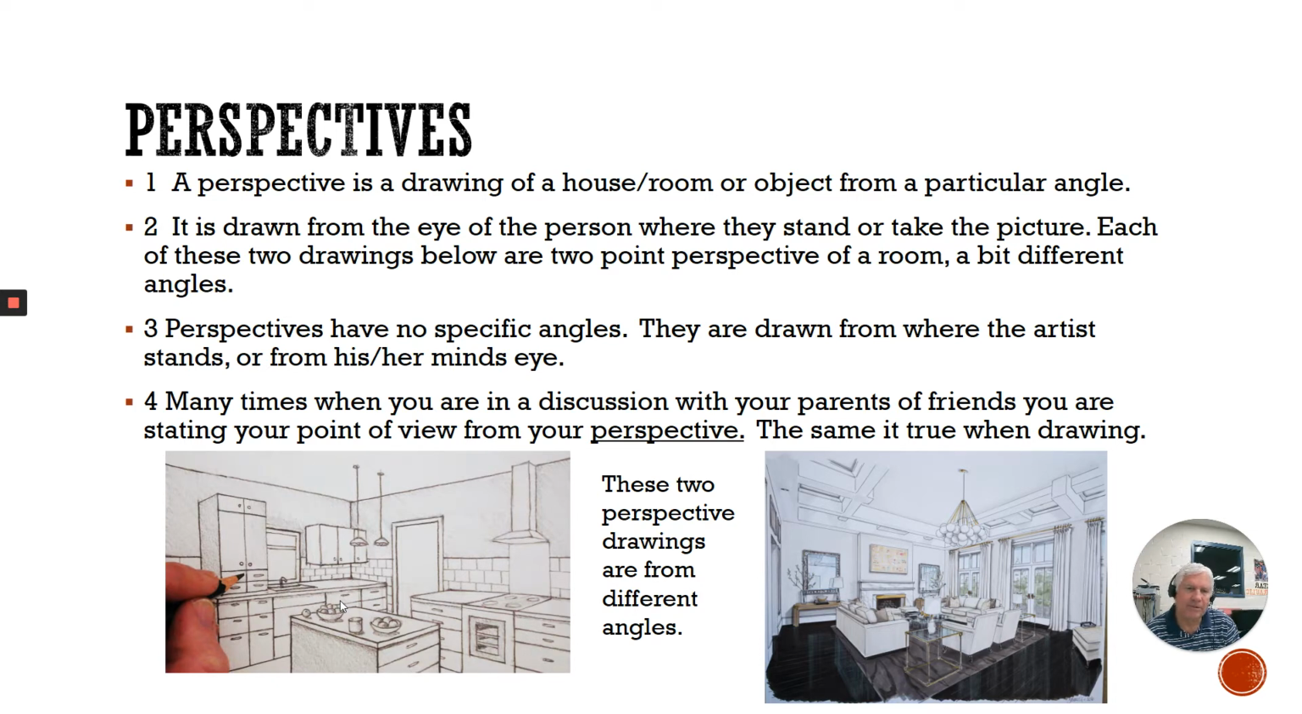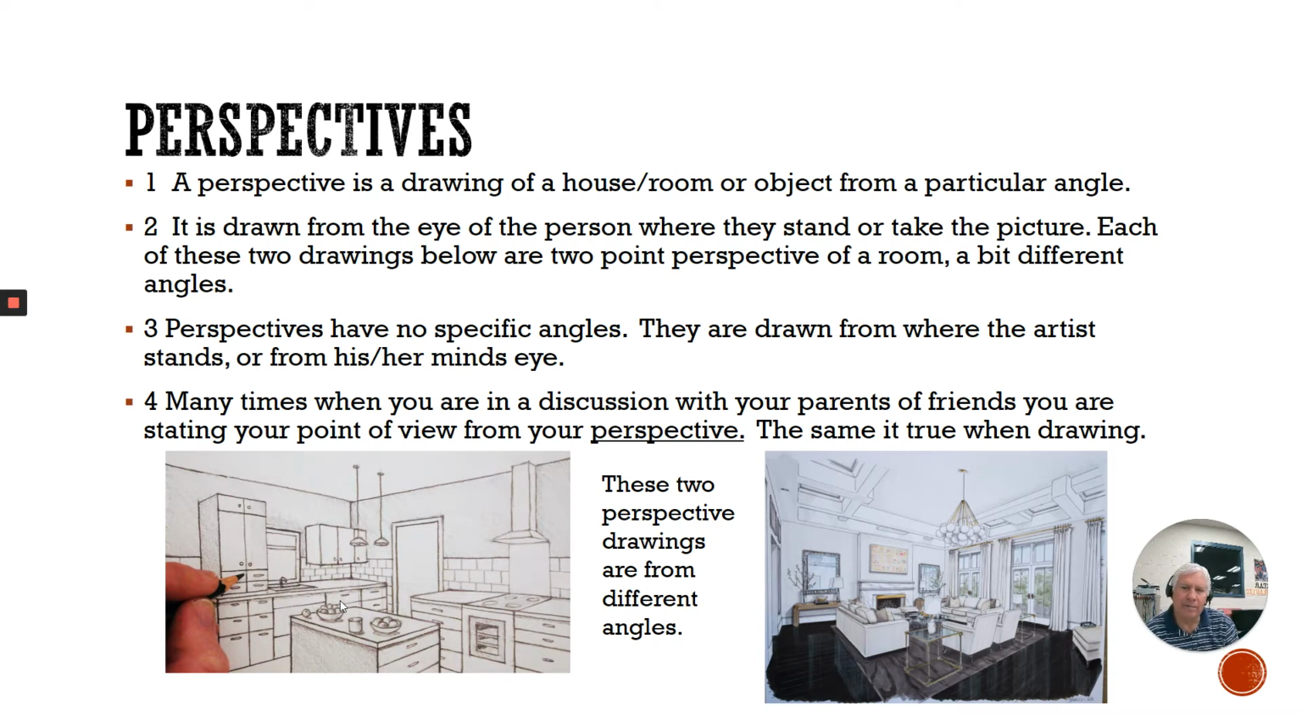And so sometimes they do these perspectives to help them understand what it's supposed to look like. Okay, it is drawn from the eye of the person where they stand, and it's also used in photography from where they take the picture. Each of these two drawings below are two-point perspectives of a room, a bit different angles.